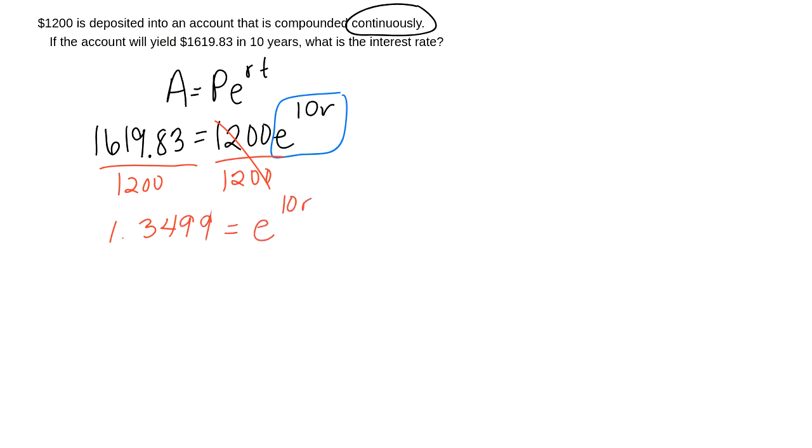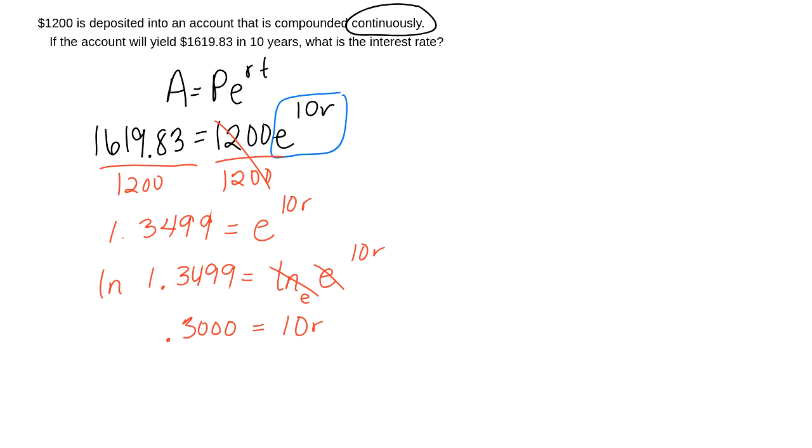Now we're ready to take the natural log of both sides. So the natural log of 1.3499 equals the natural log of e to the 10R. Remember, a natural log and an exponent with a base of e cancel each other out because there was an understood e down here. So we're going to type in the natural log of 1.3499, which is 0.3000 equals 10R. And all we have to do now to get the R isolated is just divide by 10.